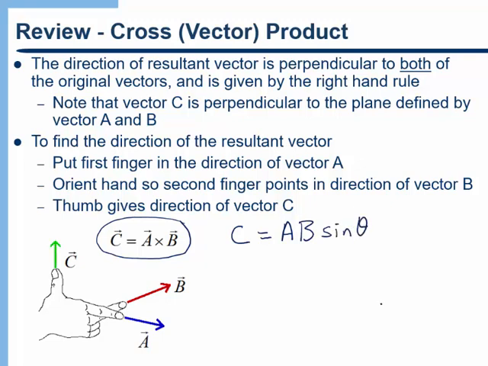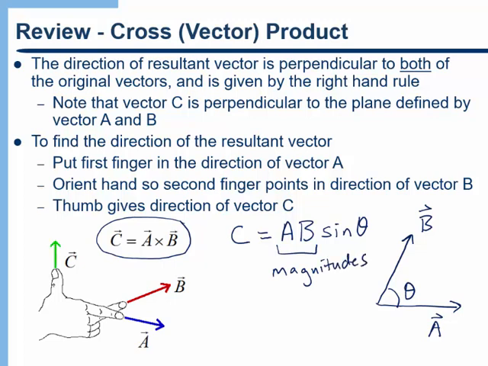Okay, so again, if this is vector A and this is vector B, then the angle we're talking about is this angle. And the magnitude of the new vector C is just going to be the length of A, the length of B, times the sine of the angle between them. Remember, when we say magnitudes, we mean always positive. It's literally just the lengths of the vectors.